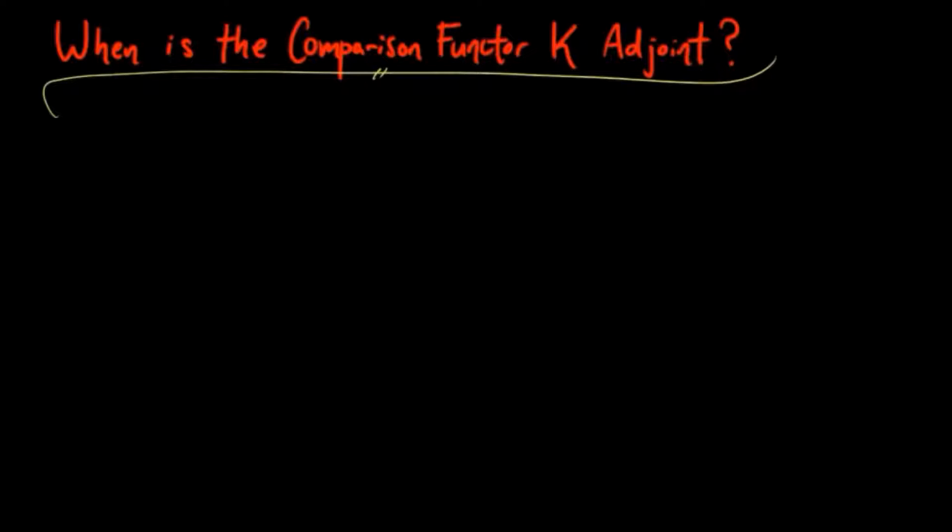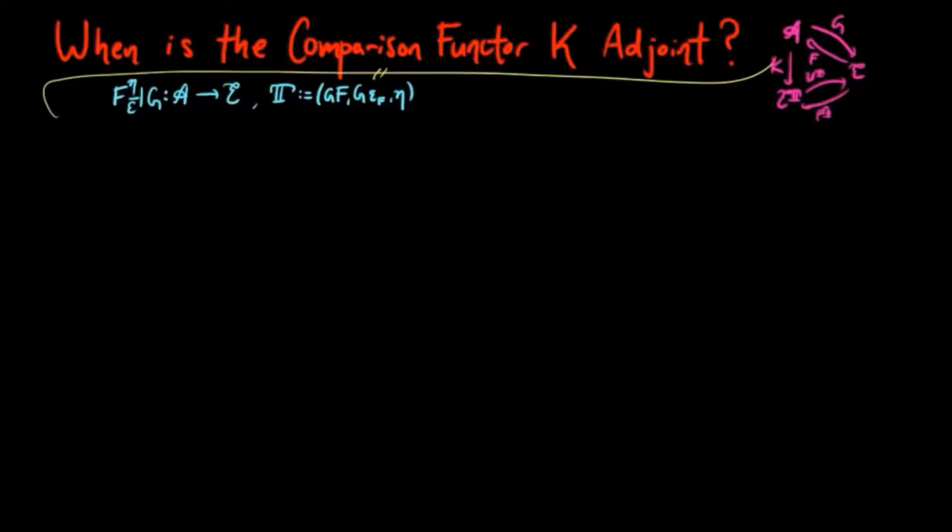We now look at when the comparison functor K is an adjoint. We fix an adjoint situation F ⊣ G and set T to be the monad induced by it. Then we recall that the comparison functor K is the unique functor from A to the Eilenberg-Moore category such that KF equals F^T and U^T K is equal to G.